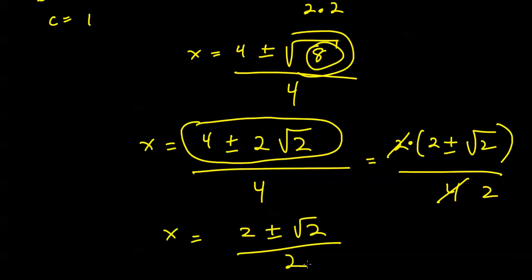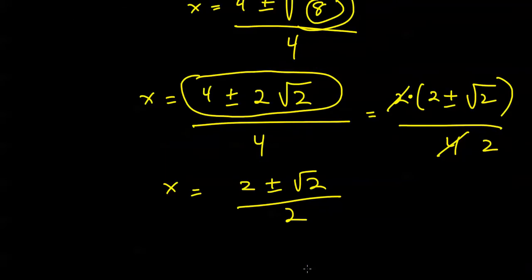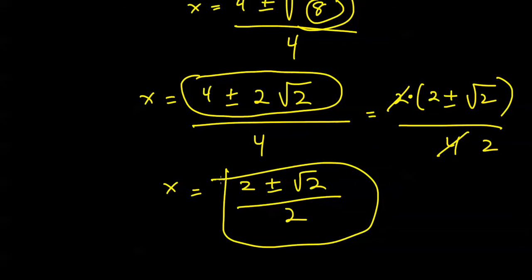I know it's so tempting for students at this point. They've done everything right, and they'll start hacking those 2's across the fraction bar. But no, this is your final answer. 2 plus square root of 2 over 2, or 2 minus square root of 2 over 2. You can get a decimal approximation if you wish, but I usually ask for the answers in simplified root form.